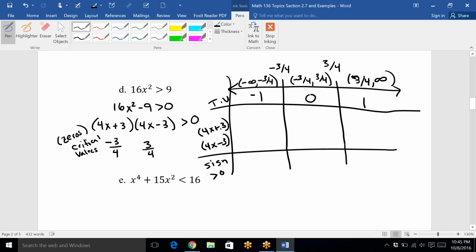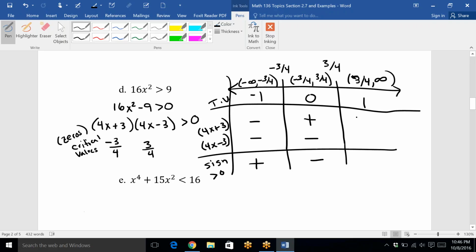And remember, all I care about is signs, because essentially we're looking for something that when you multiply together, it is greater than 0. So 4 times negative 1 is negative 4, plus 3 would still be negative. 4 times negative 1 would be negative 4, minus 3 more would still be negative. A negative times a negative is a positive. 4 times 0 is 0, plus 3 would be positive. 4 times 0 is 0, minus 3 would be negative. So that's an overall negative sign, because you're multiplying opposite signs.